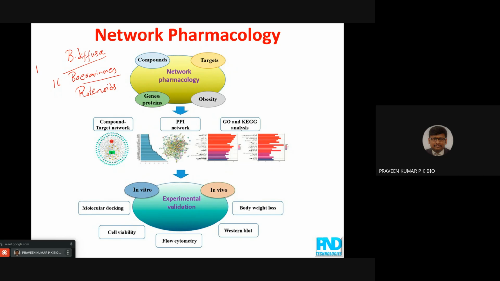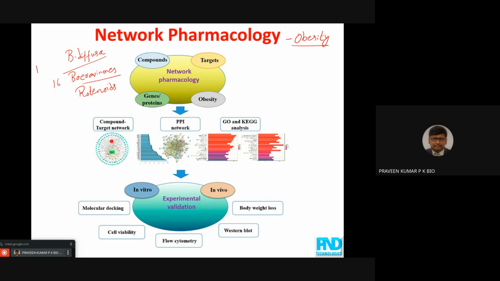In this example, they are majorly taken for the treatment of obesity. If you want to come up with a drug for obesity, we have different plants and a set of compounds. From the compounds, we take the best screened compound, and then we target the particular receptor for obesity.